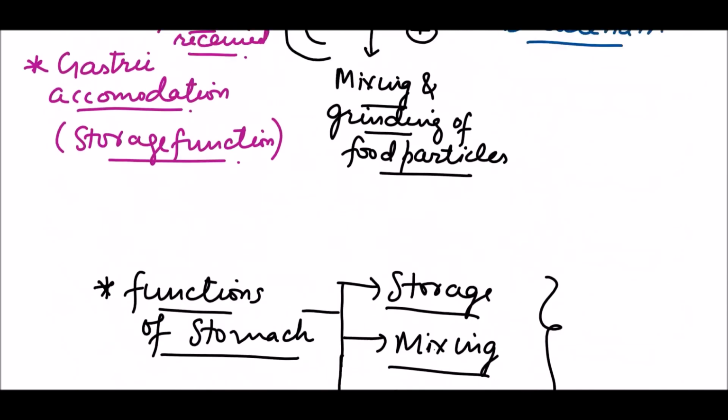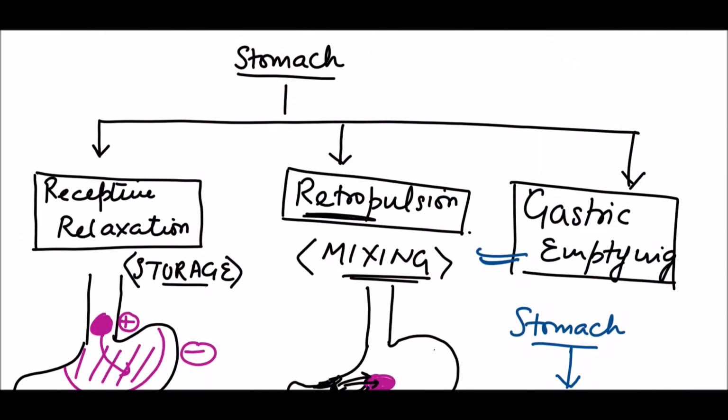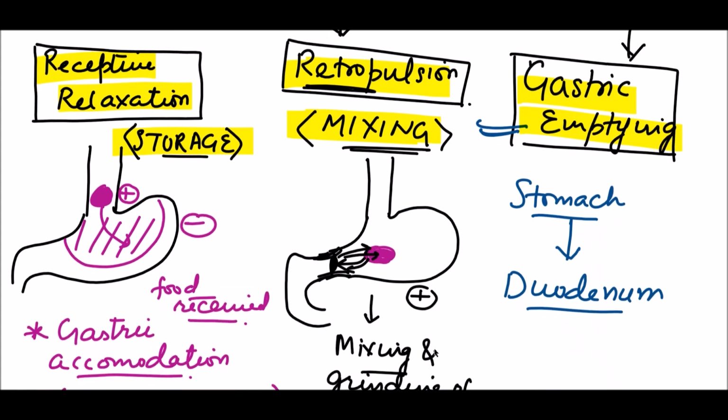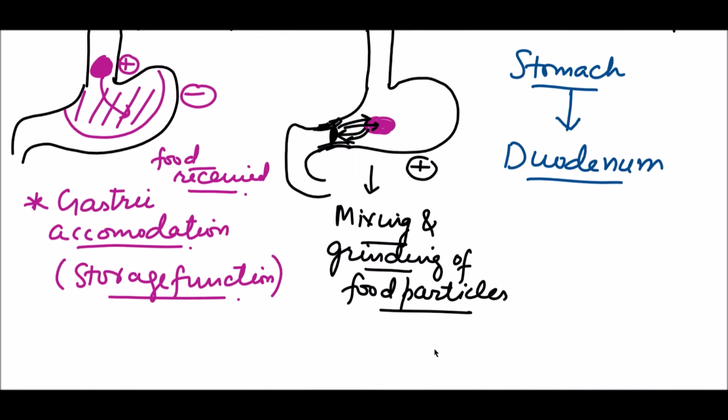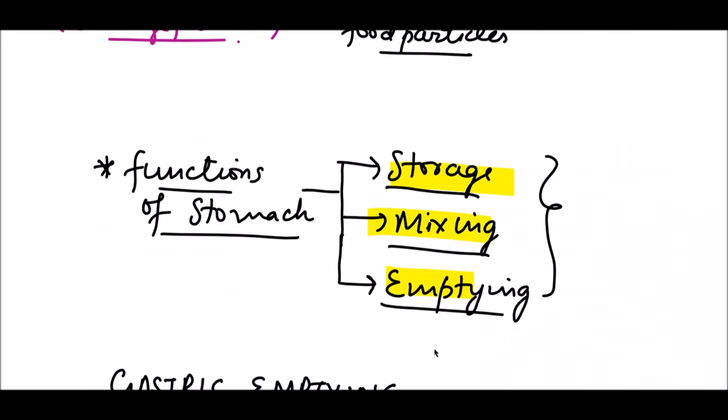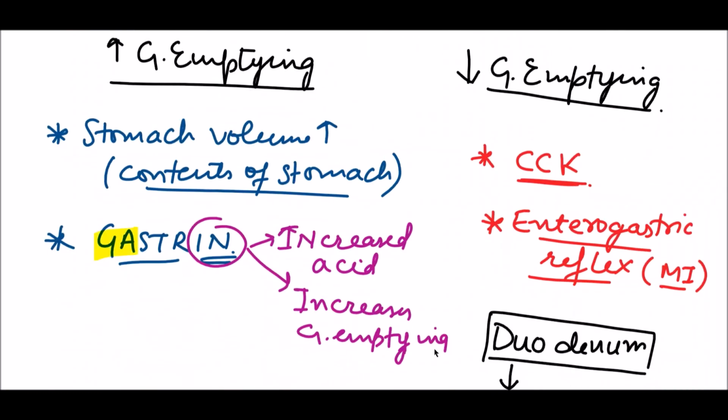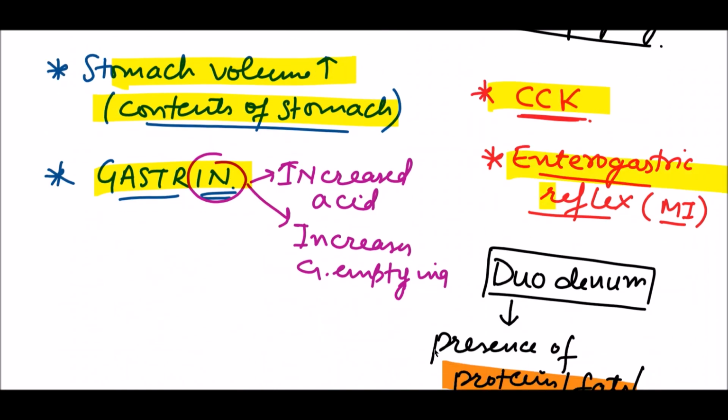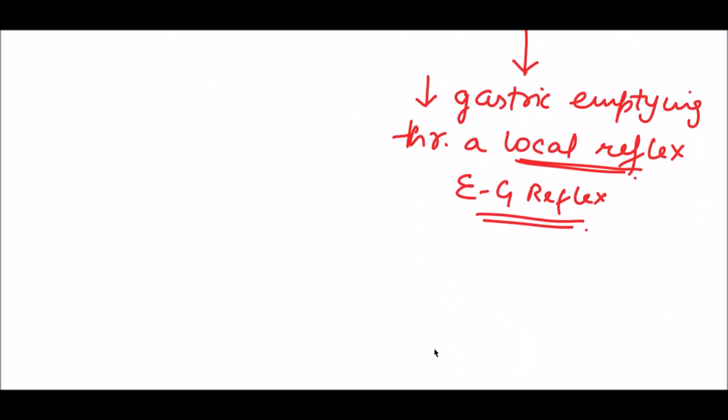So this was all about the movements of the stomach. We have receptive relaxation, retropulsion, and gastric emptying, and they are related to different functions of the stomach, that is storage function, mixing function, and gastric emptying, which is also a function of the stomach. These are the three important functions we need to remember, and important factors regulating gastric emptying. Gastrin increases gastric emptying and CCK decreases gastric emptying, and the enterogastric reflex is the most important factor which decreases gastric emptying.